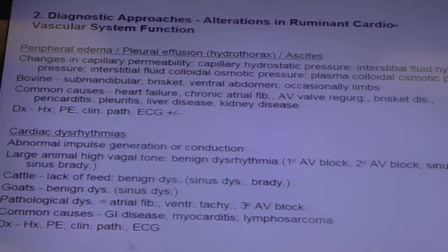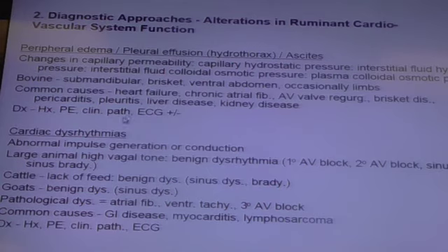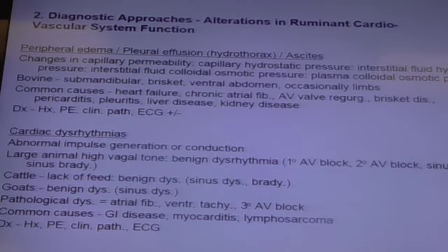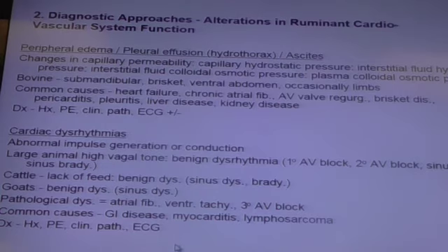And when I asked you to list some diagnostic tests that you could perform to help you work up this case, it's always going to be history, physical exam, clean path. Yes, you're going to want to see what the chemistry profile looks like, and an electrocardiogram, plus or minus. Certainly, if you detected a cardiac dysrhythmia, you want to do an electrocardiogram to document it.